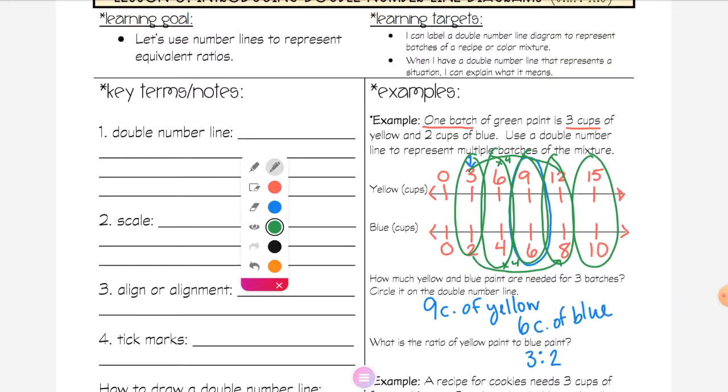But if they gave you a number like 60, and they said how much blue paint if you need 60 cups of yellow paint, you can use that to kind of help you. How do you get from 3 to 60? Times 20. So that means I'm making 20 batches. So to make 20 batches, what's 20 times 2? 40. So they could say, if you have 60 cups of yellow, how much blue paint do you need? Okay, that's kind of where we're going with this.